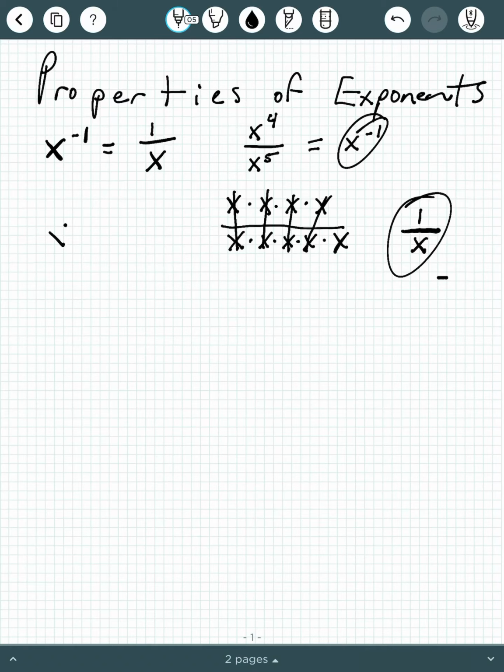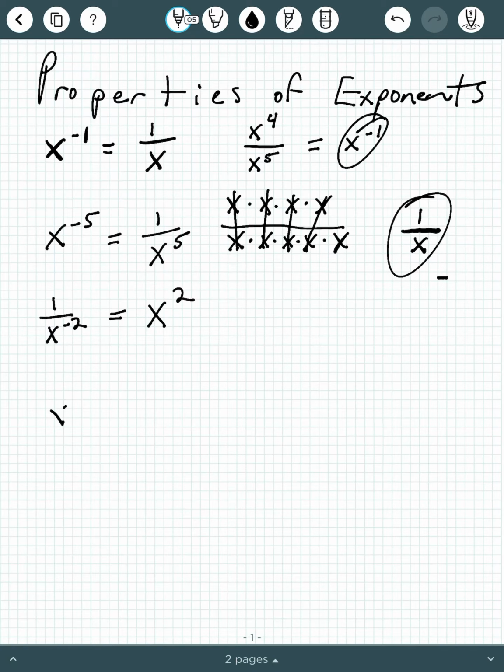It also holds true. x to the negative fifth would be the same as 1 over x to the fifth. So any negative exponent can be made positive by going to the bottom of a fraction. And we can actually reverse things if we have 1 over x to the negative second. That's actually equal to x to the second. So it goes both ways there. So that's an idea you definitely need to be successful with exponents.